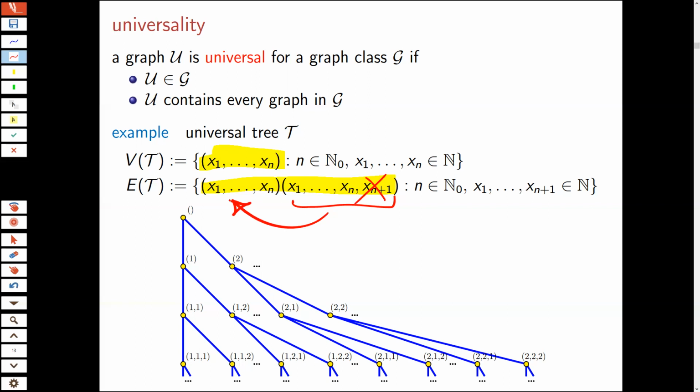And there it is, I've drawn it. Here's the root, where n is 0. Vertex 1, 2, 2 has got children, but its parent will be 1, 2, obtained by deleting the last entry in that vector. Now this is an infinite tree. Every vertex has infinite degree, but it's a countable tree. It's a countable union of countable sets. So it has countably many vertices.